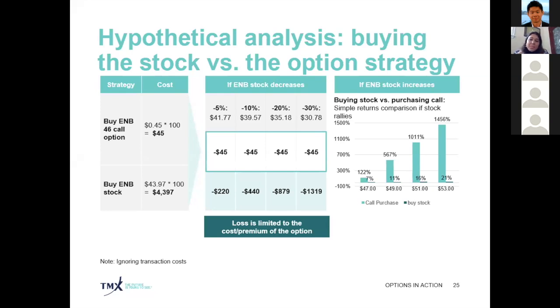Now, if the Enbridge stock increases, I really love this chart because I think the picture says it all, where you want to calculate the simple return comparison if the stock rallies versus if the option strategy is implemented. So if the stock rallies, say, to $51, and if you just bought the stock itself, you would make about 16% versus the option strategy is just over 1,000% return. And I think that's the beauty, that is leverage right there in front of you.